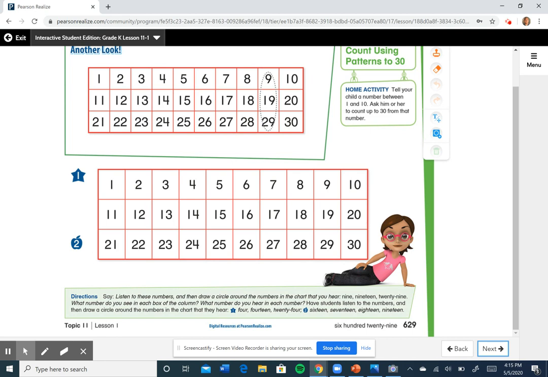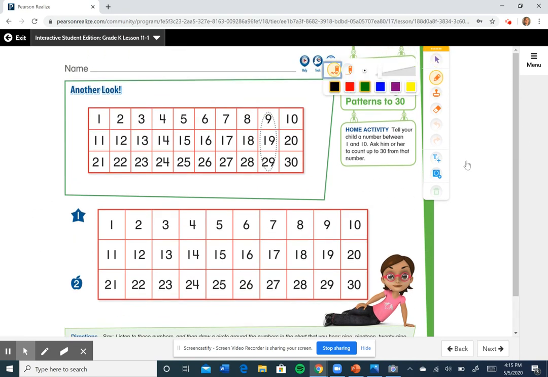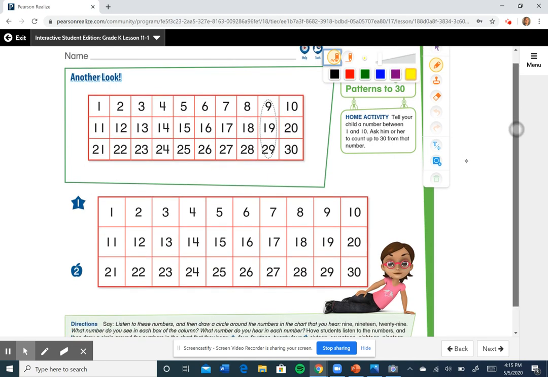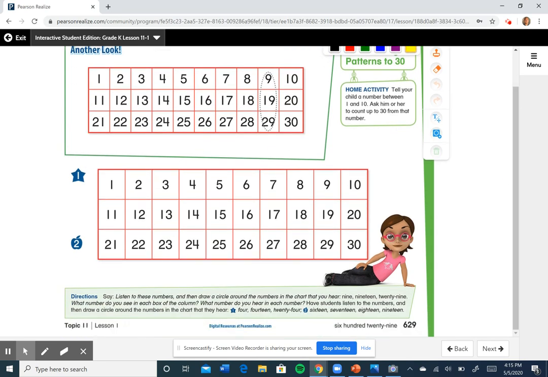So now I am going to say some numbers and you need to circle them. All right? So in our first box here from 1 to 30, I want you to circle the numbers 4, 14, and 24. I'll give you a hint. You're going to circle a whole column, 4, 14, and 24.